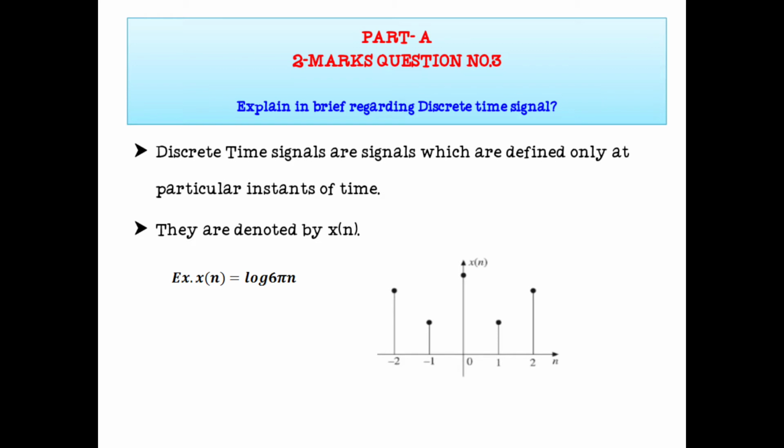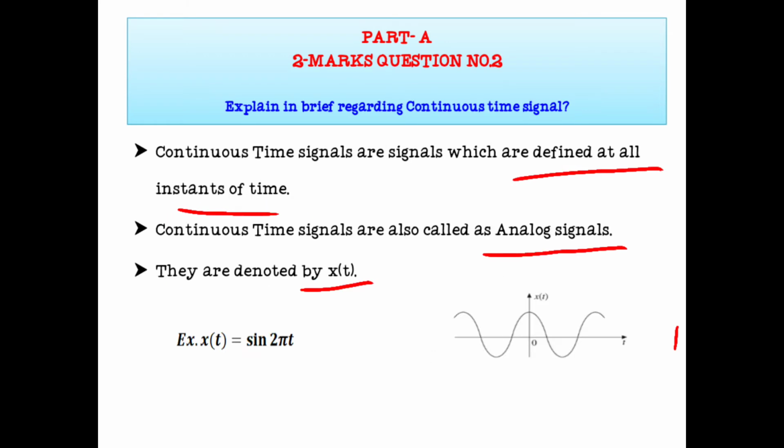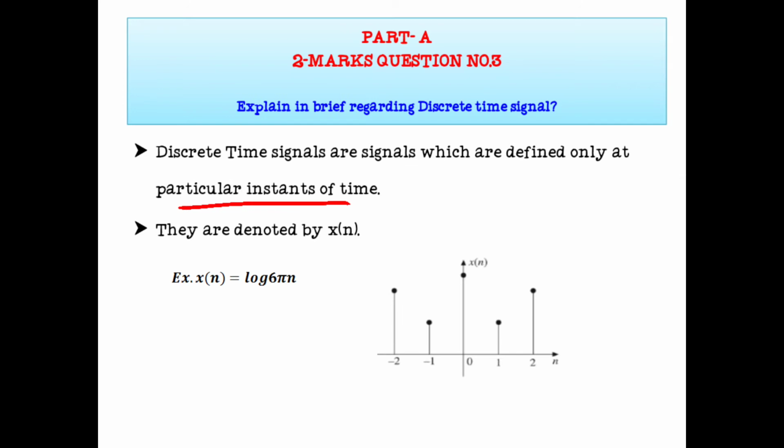Discrete time signals are signals which are defined only at particular instances of time. So we should clearly know the difference between continuous time signal, which is defined at all instants of time or every instant of time, but these discrete time signals are defined only at particular instances of time. They are denoted by x of n. Example, log 6 pi n. So this is an example of a discrete time signal. You can also draw a pictorial representation of a discrete time signal.